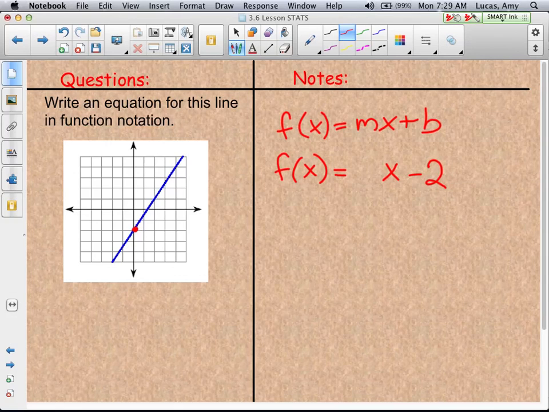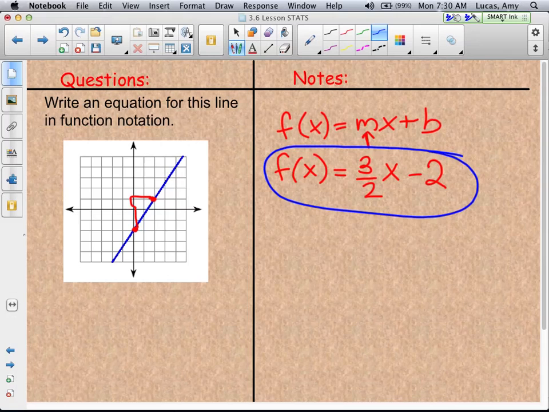And now all I've got to do is find my slope. So one more point to use. This point right here looks good to me. So I'm going to rise 3, run 2. So my slope is 3 over 2. Up 3 over 2. This is a positive slope. It's going up from left to right.